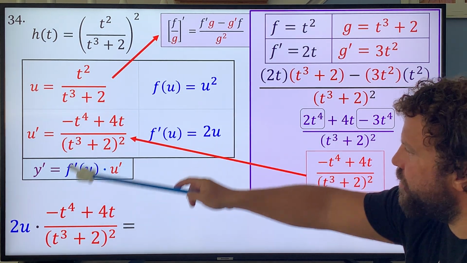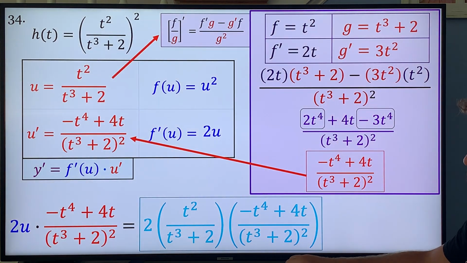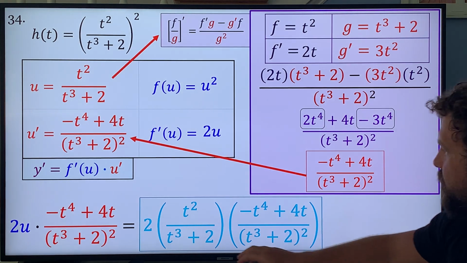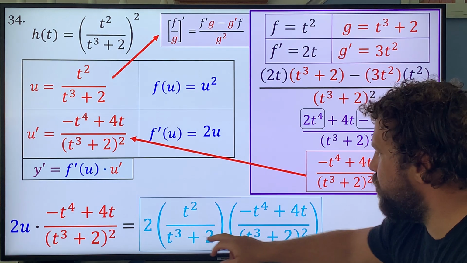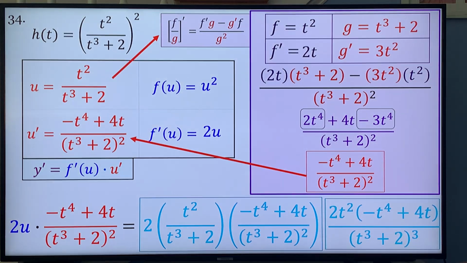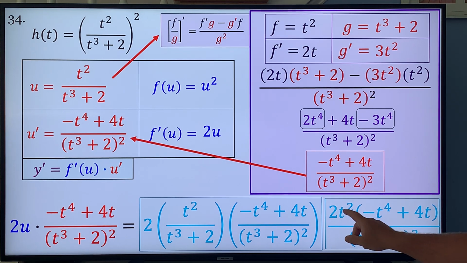Plug my u back in. 2 times t squared divided by t cubed plus 2, times this. Remember what I said before? 2 t squared and this stuff. 1 plus 2 is 3. There you go. Why did I say 2 times t squared? Well, instead of just putting the times, I just put them next to each other. Same thing. 2 times t squared times negative t to the 4th plus 4t, all over t cubed plus 2, all to the 3rd power. See, this isn't too bad, right?